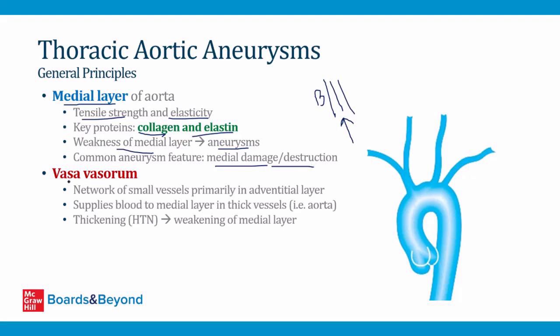You should also be aware that the vasa vasorum is a network of small vessels that's mostly found in the adventitial layer. These are the blood vessels that supply blood to the walls of the aorta. When those blood vessels become thick, for example, from hypertension, that also weakens the medial layer. Even though these vessels are found in the adventitia, they will become enlarged, press on the medial layer, and the medial layer will become weakened.